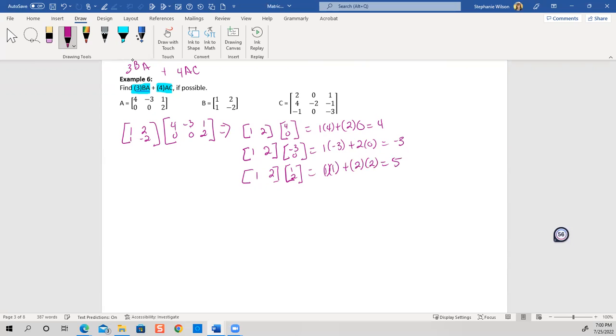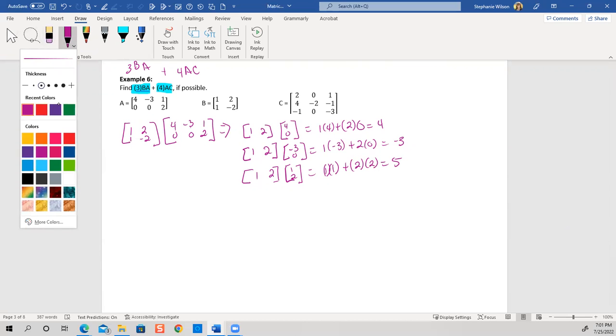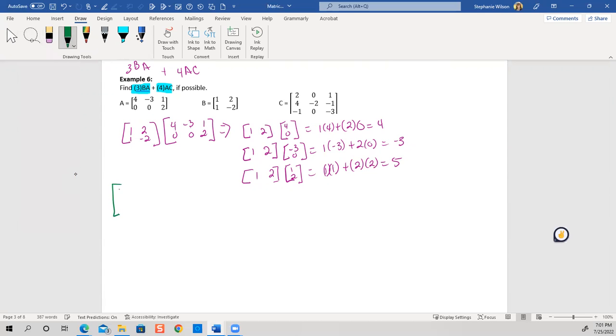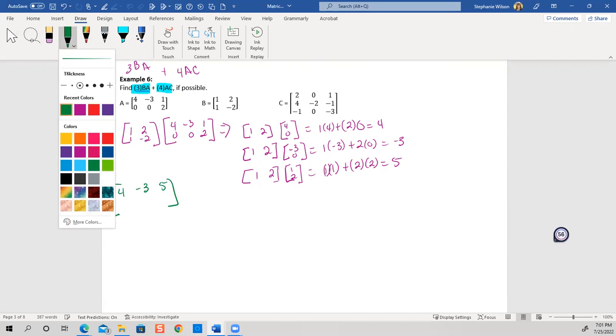So now I know part of my new matrix, right? So what do I got? You want to write it right here, or down here underneath may be better. I just didn't want to write it in the way of my second row being multiplied out. So I got 4, negative 3, and 5. Okay, so now let's go back and finish.